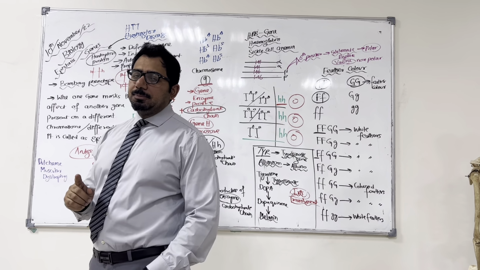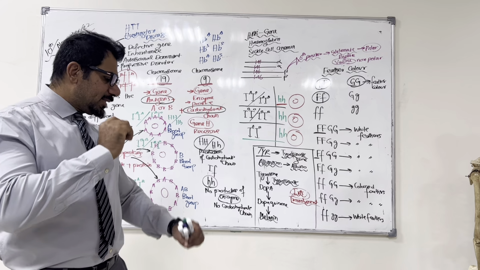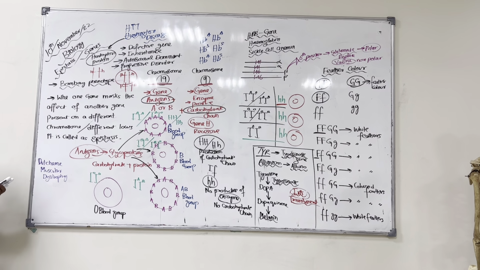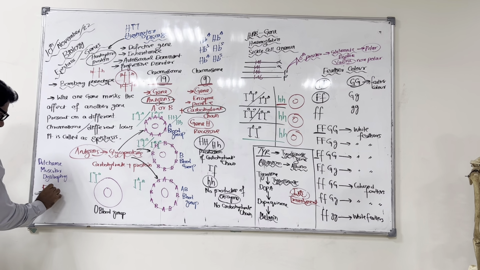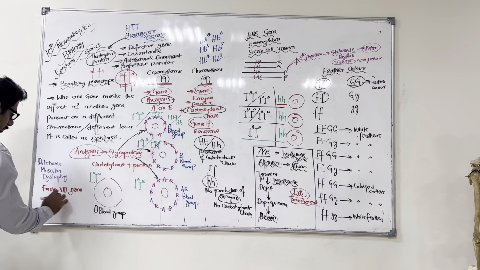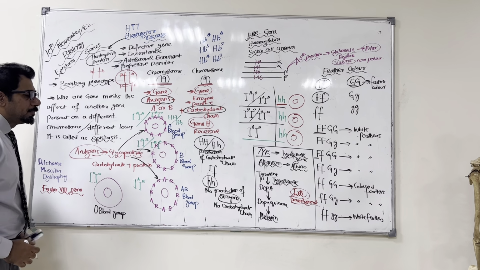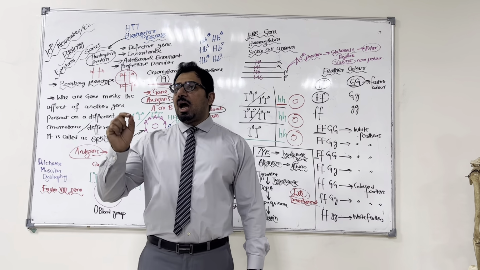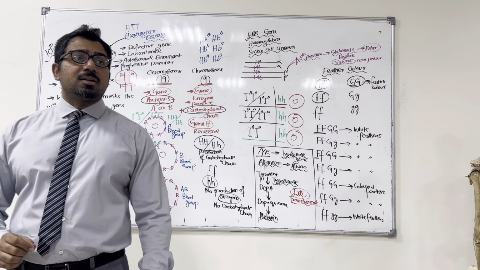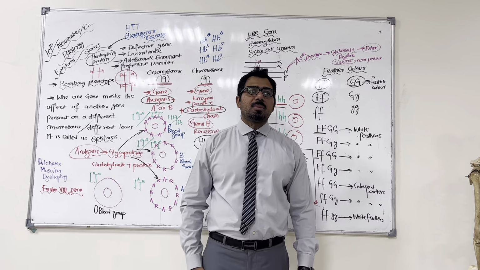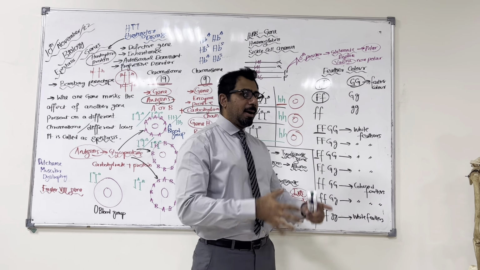Now, what is the next thing, please? The next thing which we are going to talk about is the factor 8 gene. We have discussed this, right? I told you that factor 8 is a protein that helps in clotting. Remember this or not?